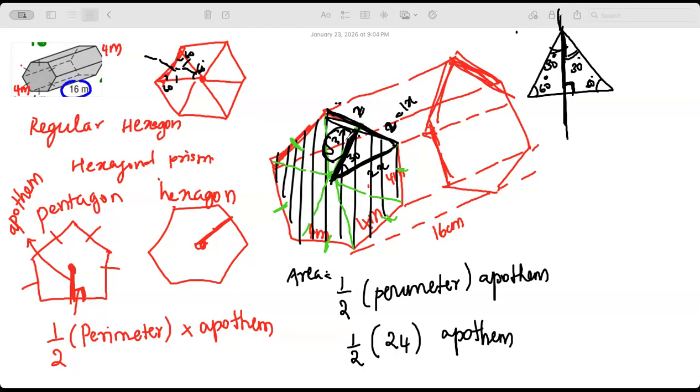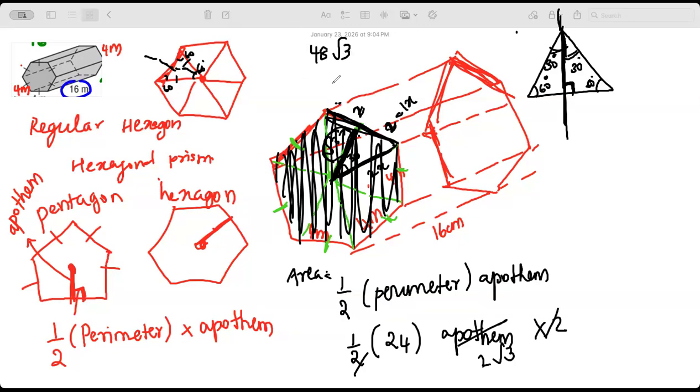Guys, are you all with me? Yes. Okay. So apothem is 2 root 3. Do you see it? Now you know the area of the hexagon. That times 2. Why? Top and bottom. So this is 48 root 3. So the top and bottom amounted to 48 root 3, which needs to get added to lateral surface area.